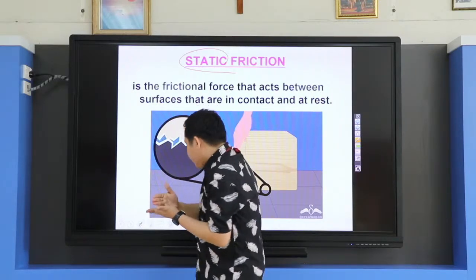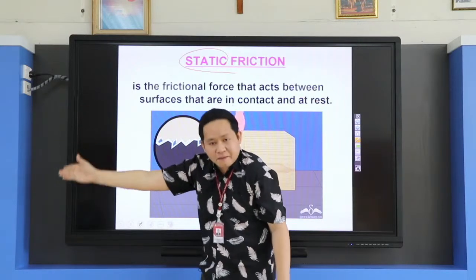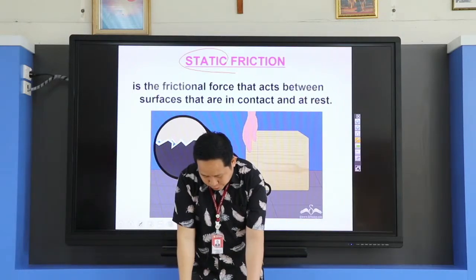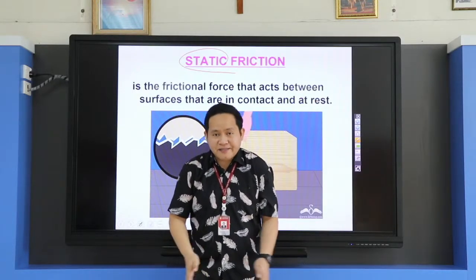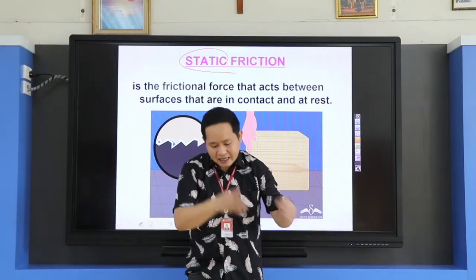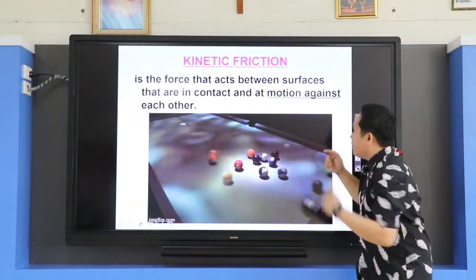Another example, maybe the base of the computer and the table. Another example, my shoes on the platform when I don't move. There is a friction. If there is none, then I might slide and fall on the floor. Now, this is static friction. You know already about this.